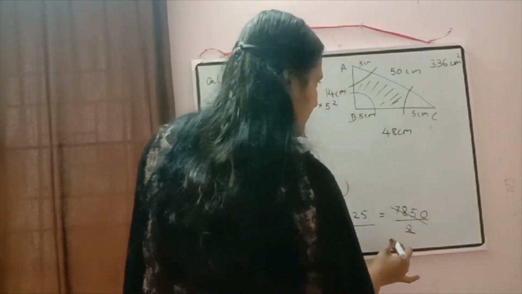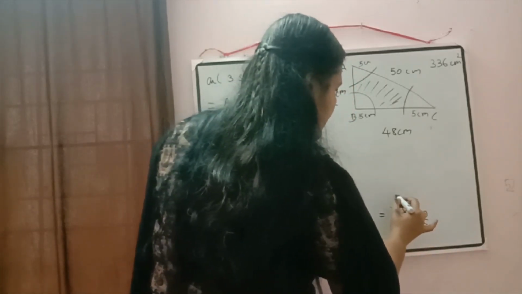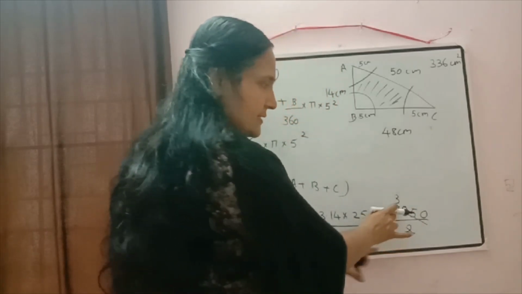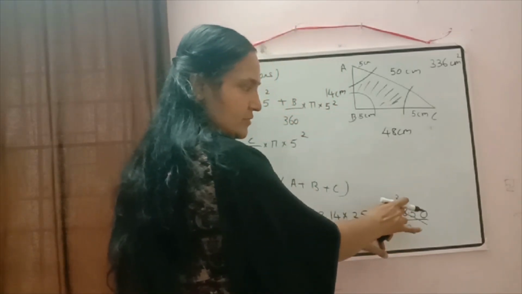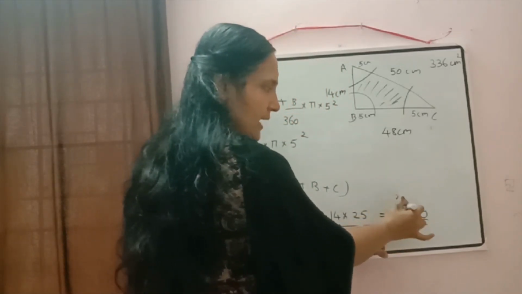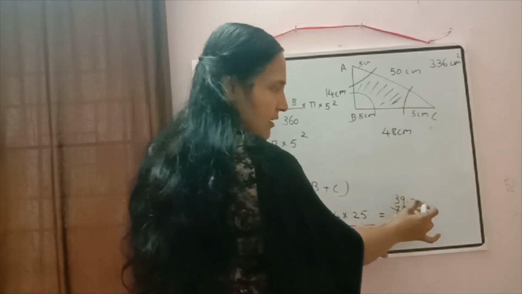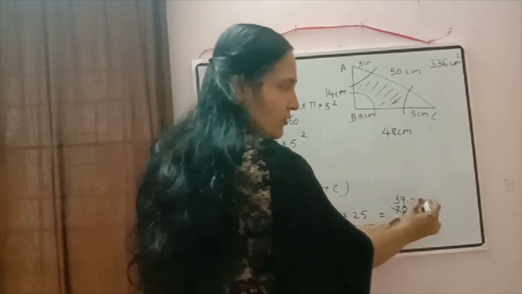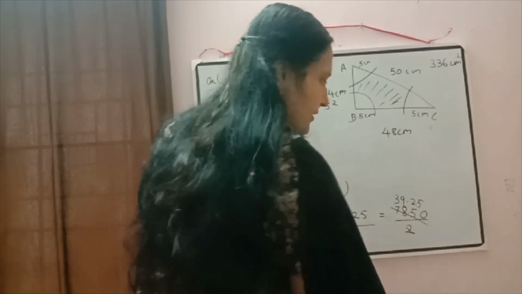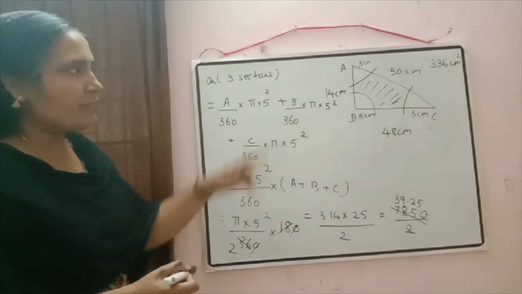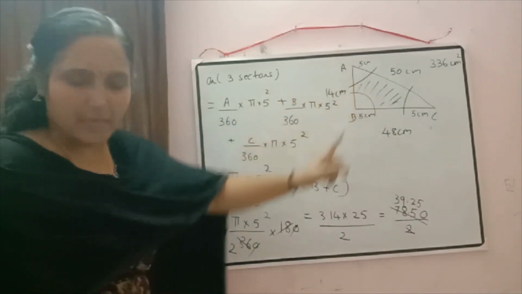It will be equal to 2 3s are 6. 7 minus 6, 1 will remain there. So 2 9s are 18. Then point 2 2s are 4. 5 minus 4 1. So 39.25 is the area of these three sectors together there.